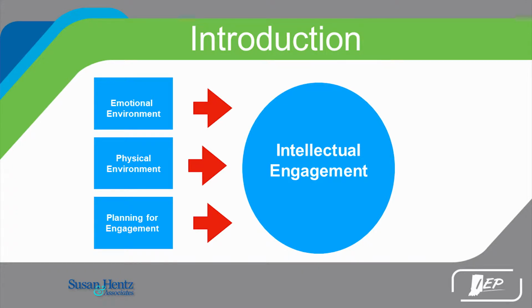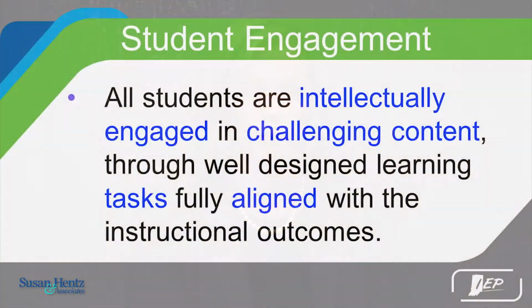So for this to occur, we need to make sure that we actually plan to develop a positive emotional environment, create a physical environment conducive to interaction for learners, and plan for that engagement process to occur. To begin with, I'd like to define student engagement. Student engagement is listening, participating, being present. But most importantly, student engagement is having the students intellectually engage in the challenging content through well-designed learning tasks fully aligned with the instructional outcomes. When we're doing this in the planning process, the sky is the limit for student achievement.